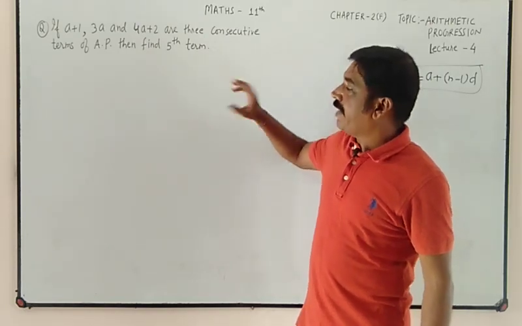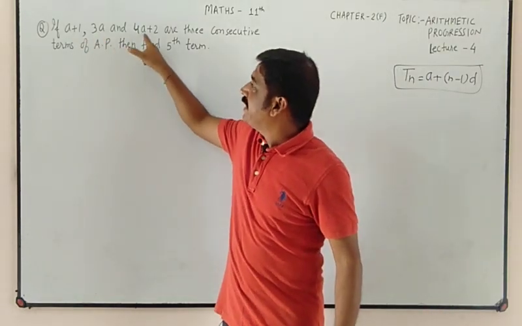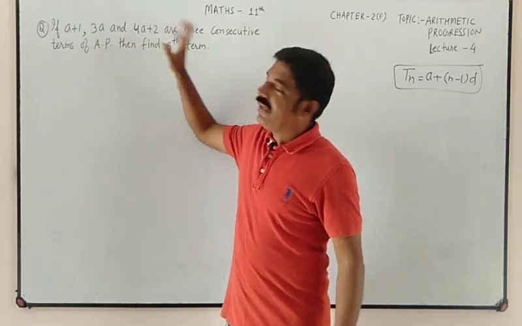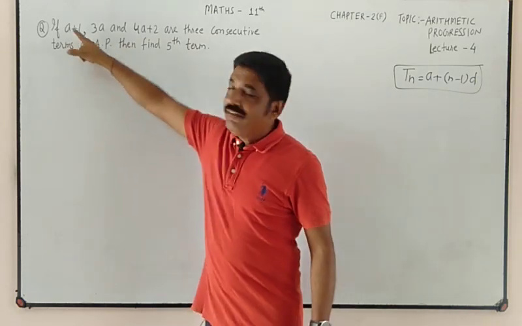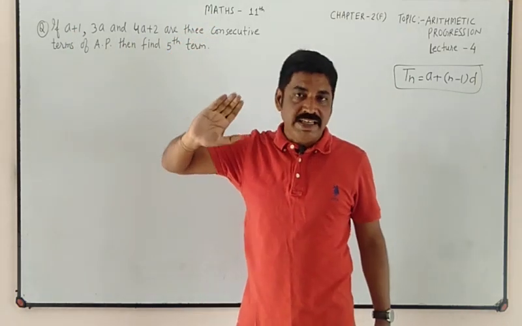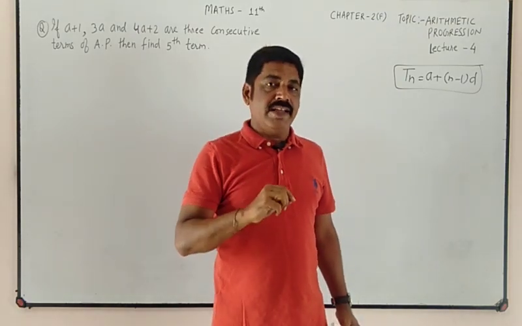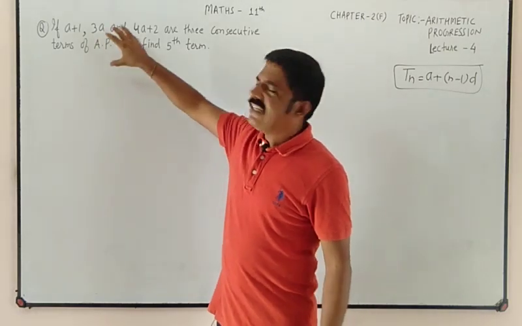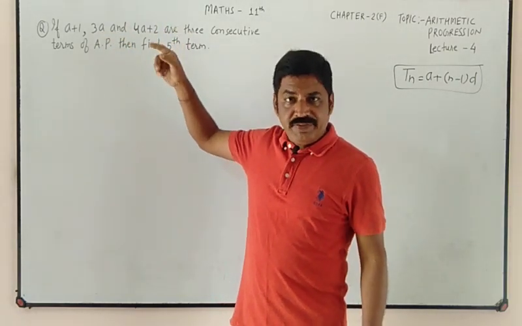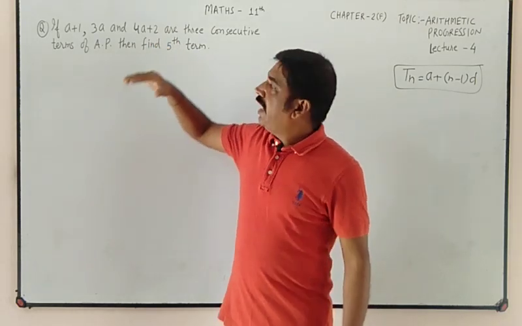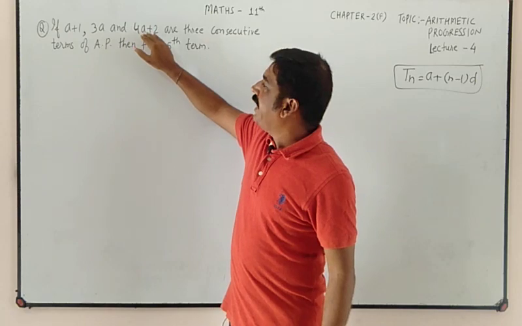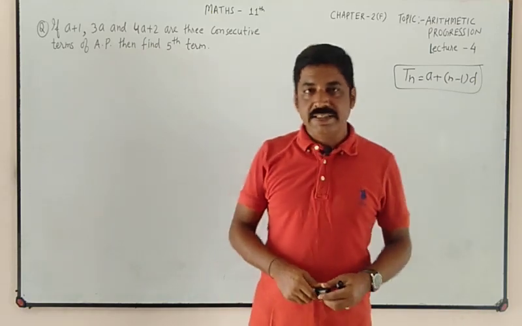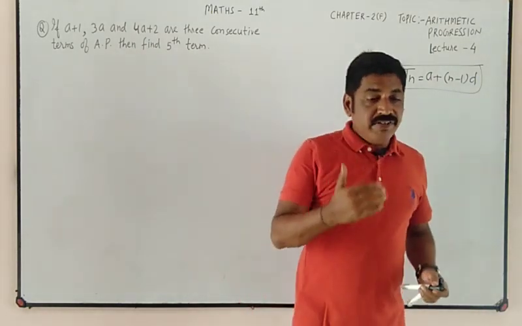Now here, one is missing, a is missing, so our first target is to find the value of a. This a is not the first term. In general, in AP we take first term as a, but in this question a is any number. A is any number that we have to find. After finding the value of a, then we have to find fifth term. Clear?